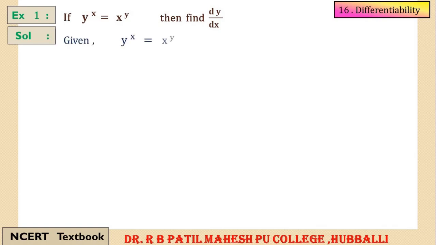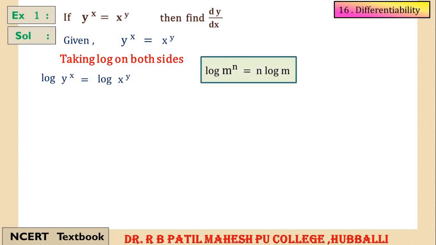First, write the given function: y raised to x is equal to x raised to y. Taking log on both sides, it becomes log of y raised to x is equal to log of x raised to y. Now using properties of logarithm, the power is multiplied to the logarithm. Therefore, here x is the power of y, so x into log y is equal to y into log x. Now this is a simple form, so we can easily differentiate. So differentiate with respect to x.